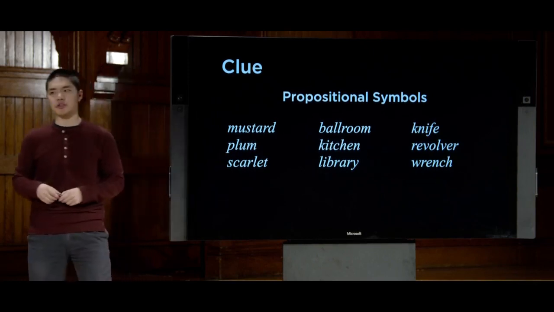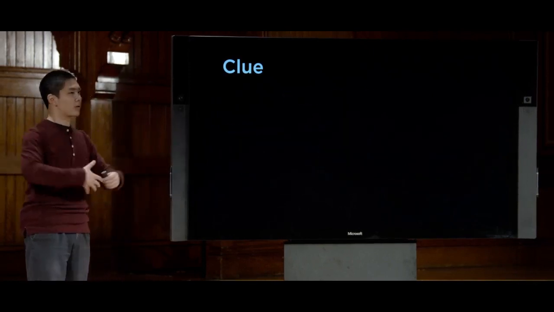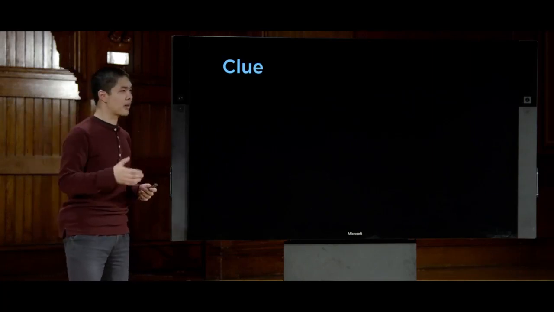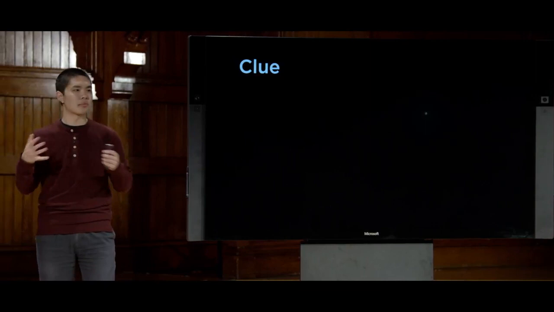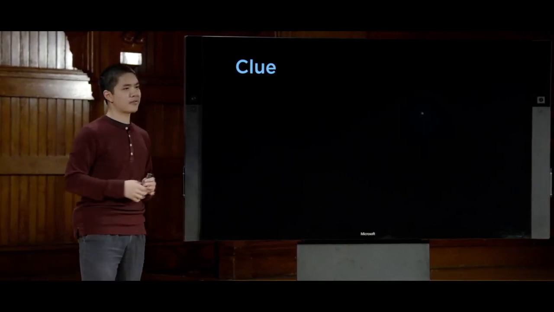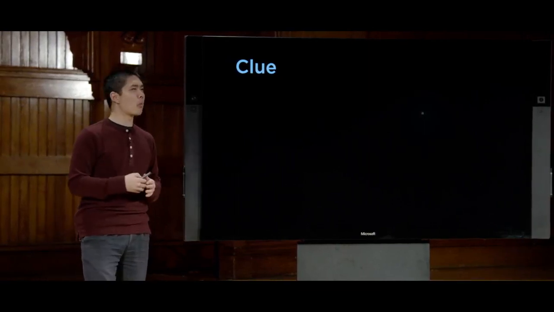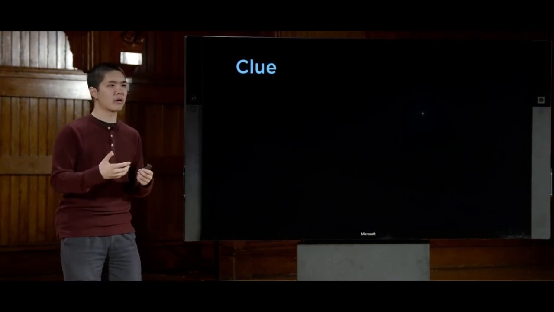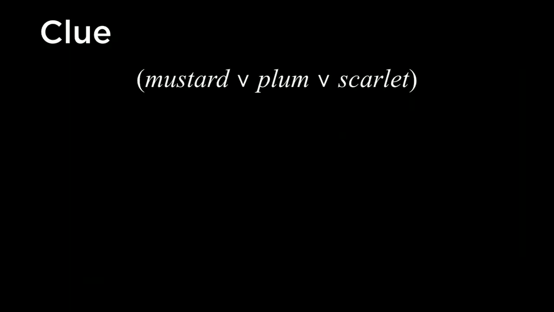Then using those propositional symbols, we can begin to create logical sentences, create knowledge that we know about the world. For example, we know that someone is the murderer, that one of the three people is in fact the murderer. How would we encode that? Well, we don't know for sure who the murderer is, but we know it is one person, or the second person, or the third person. So I could say something like this: Mustard or Plum or Scarlet. This piece of knowledge encodes that one of these three people is the murderer. We don't know which, but one of these three things must be true.